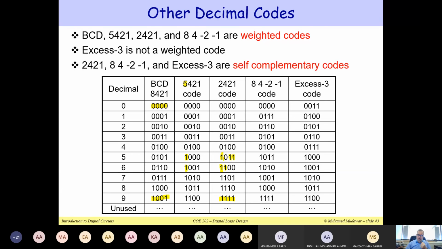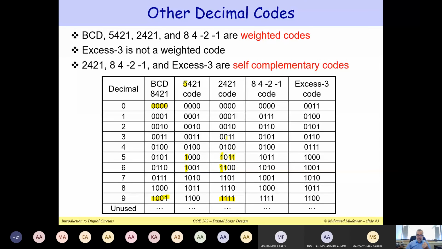Now notice that 2421 is self-complementary. In other words, if you look at 4 and 5, 5 is the complement of 4. So you have 0, 1, 0, 0. If you complement the bits, the 0 becomes a 1 and the 1 becomes a 0. You can see that 5 is the complement of 4. You just have to change the 0 to a 1 and the 1 to a 0.